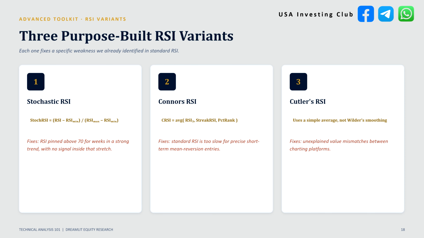Standard RSI has real, well-documented weaknesses, and 3 purpose-built variants exist specifically to fix them. First, stochastic RSI. Stoch RSI equals the quantity RSI minus RSI minimum, divided by the quantity RSI maximum minus RSI minimum.